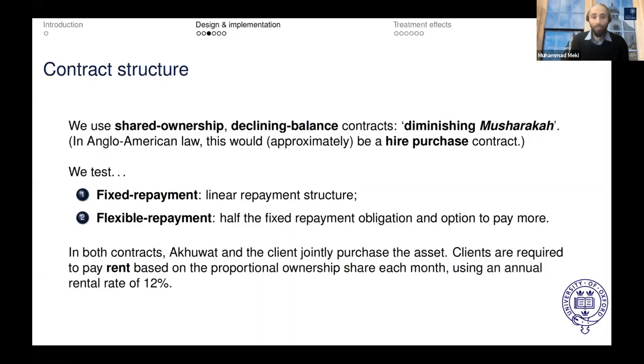Now, in both contracts, we use the same structure, which is that the MFI and the client jointly own the asset. As I said, it's based on a shared ownership structure. In technical terms, this would be a constant amortization contract rather than a constant repayment contract. So every month, there's a fixed repayment amount that the client has to make based on the ownership, but the rental amount will change based on who owns which proportion in each period. So it's a constant amortization rather than a constant payment.